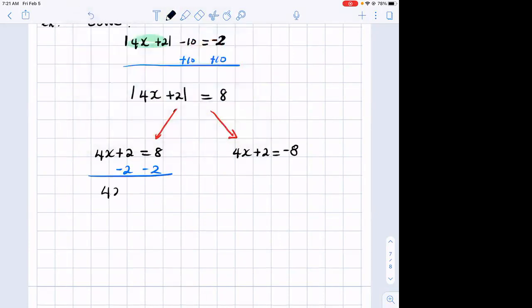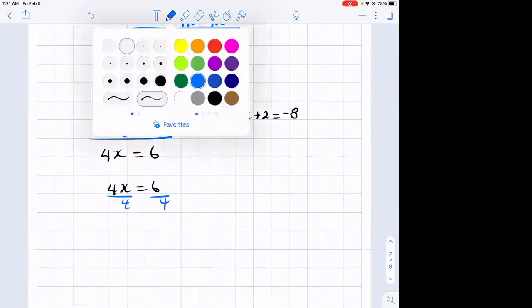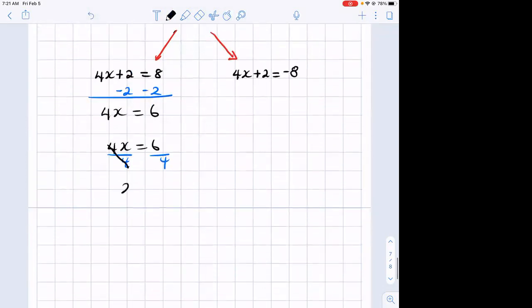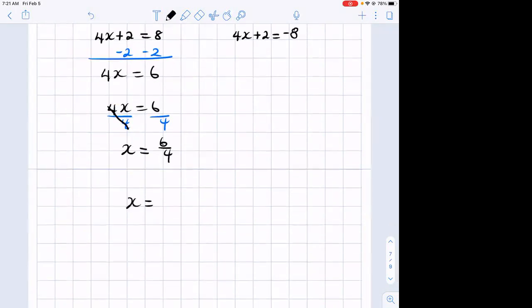So we have 4x is equal to 6. And then we will divide both sides by 4. The 4's will become a 1x. So x is equal to 6 over 4. But keep in mind, x equals 6 over 4 can be simplified by dividing the top and bottom by 2. So we have 3 over 2.